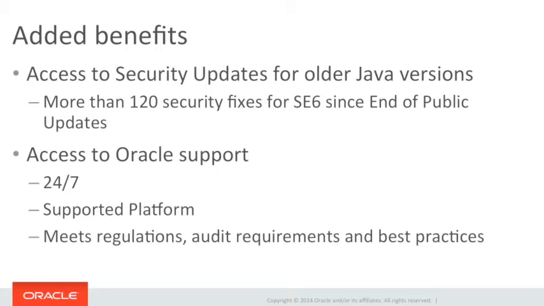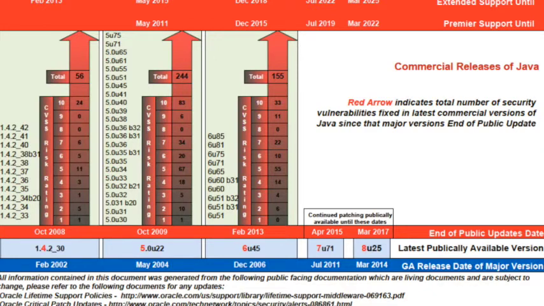It is considered the best practice to have support for critical parts of one's infrastructure, and Java usually falls within that category. For some industries like medical or financial, it might even be an industry regulation or an audit requirement. This graph shows you per version how many security fixes there has been since the end of public updates for that version. So for instance, if you're running on 6 update 45, the final public release, you will have missed 33 severity 10 fixes and a total of 155 security fixes.